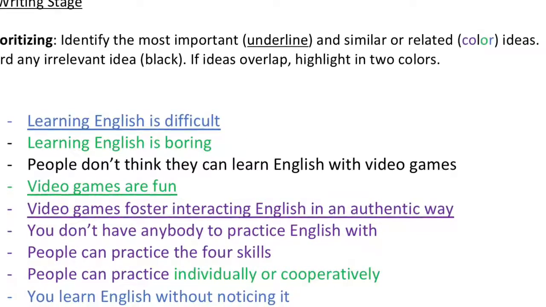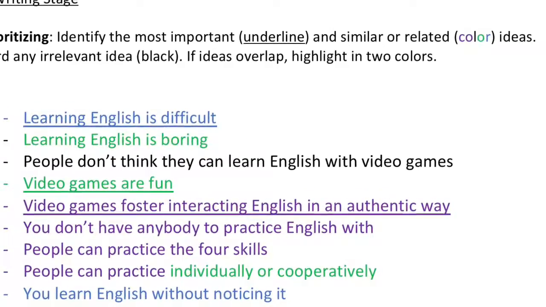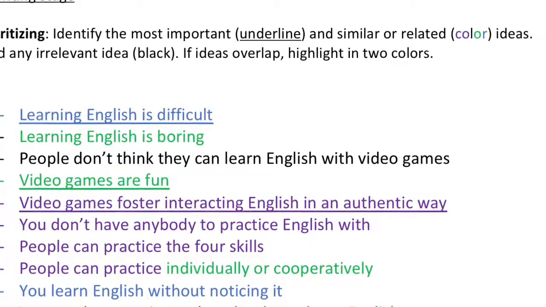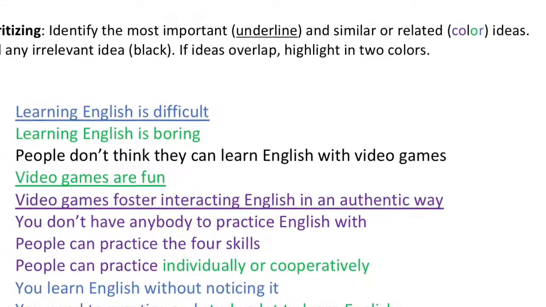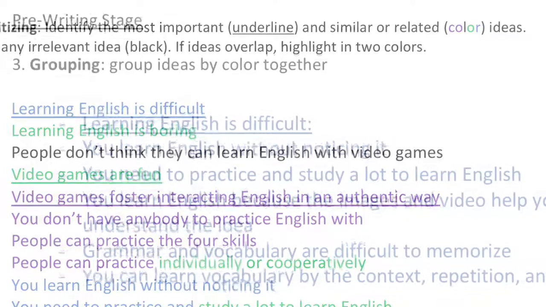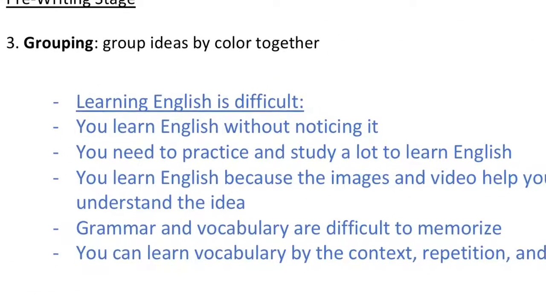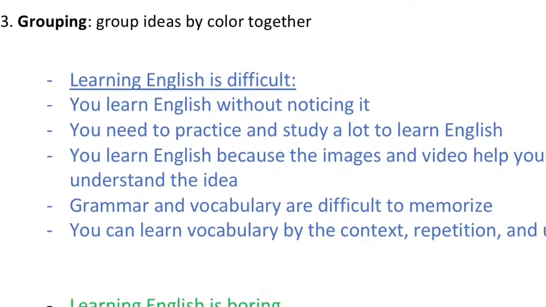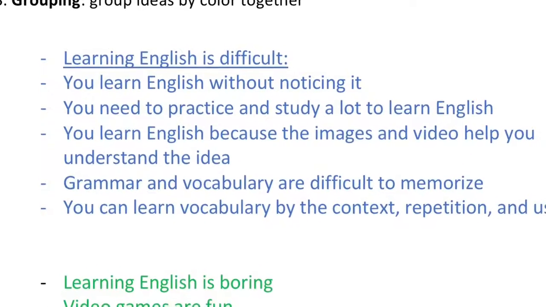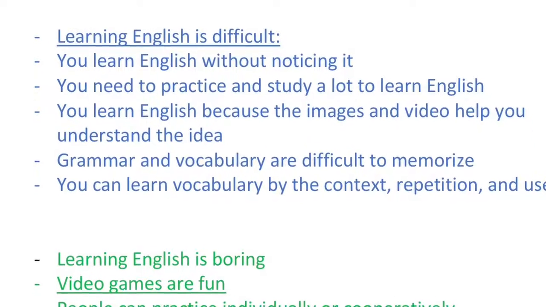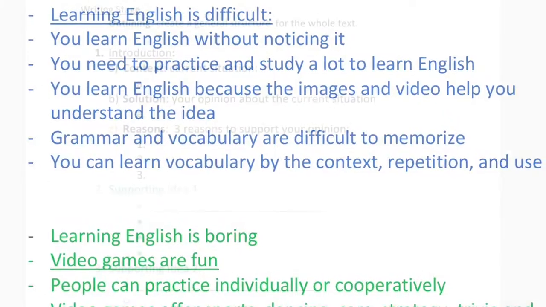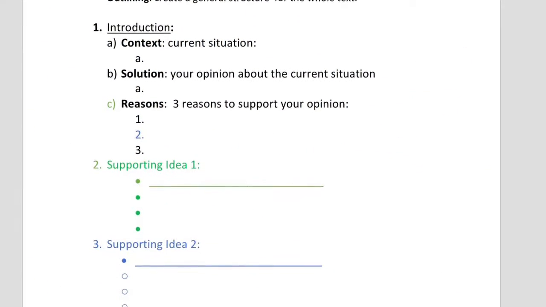If any of the ideas are for 2 topics, you can highlight them in colors and you can develop them in separate ways, into separate paragraphs. Then you need to make groups of those ideas by colors, for example. You need to have 3 separate reasons and then supporting ideas. And then you use an outline.